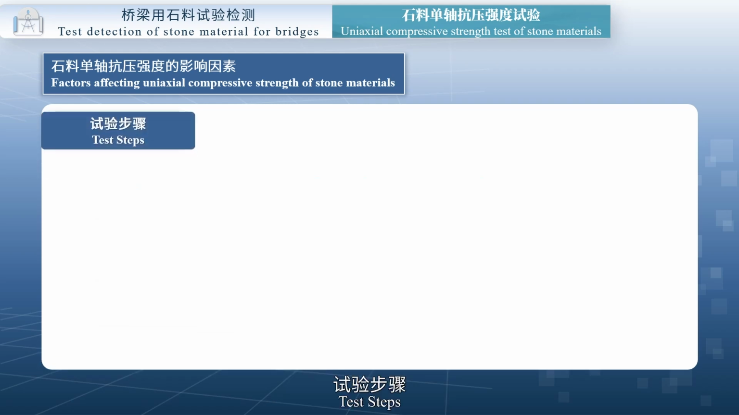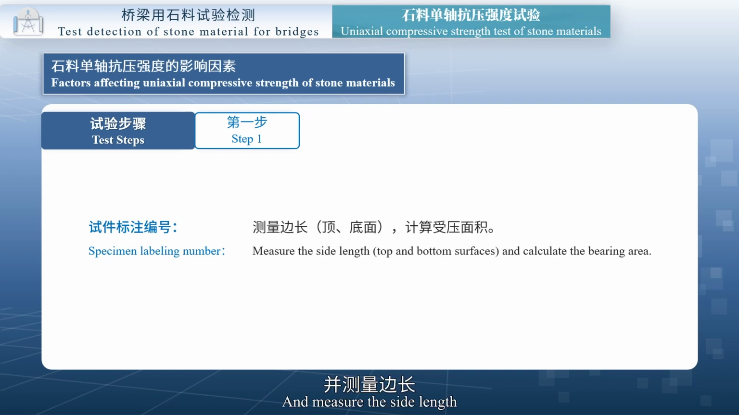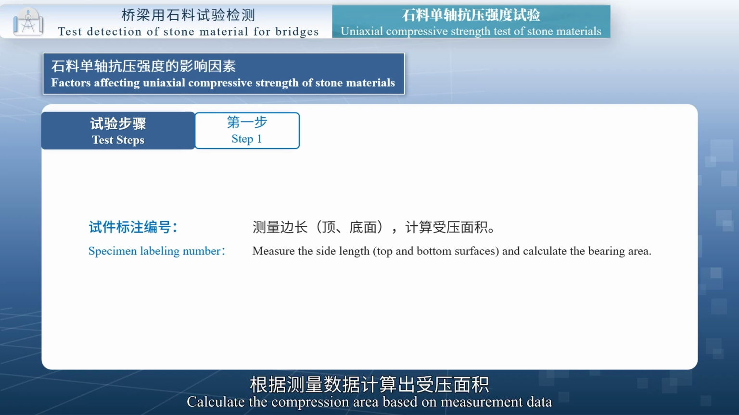3. Test steps. When everything is ready, we can then commence formal testing. Step 1. We need to prepare each specimen: label the numbering and measure the side length, including the top and bottom surfaces. Calculate the compression area based on measurement data.